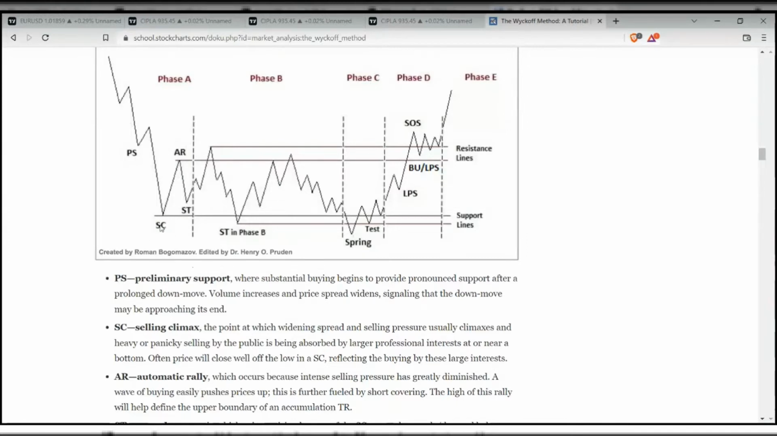And now that will be automatically followed by this AR, that is automatic rally. After the selling climax is done, it is usually followed by AR. So these two, from this low to this high, develop our trading range.